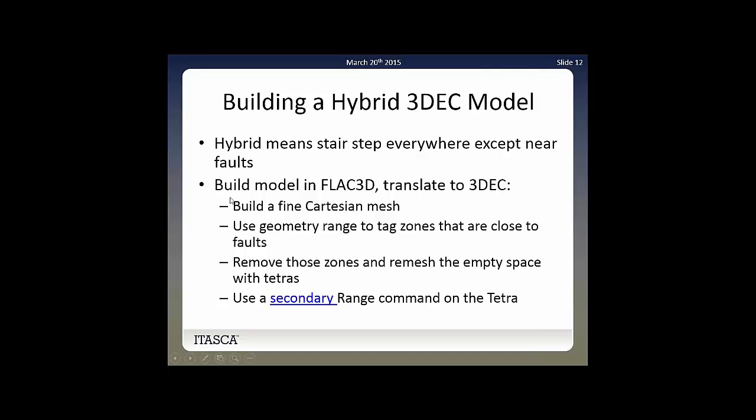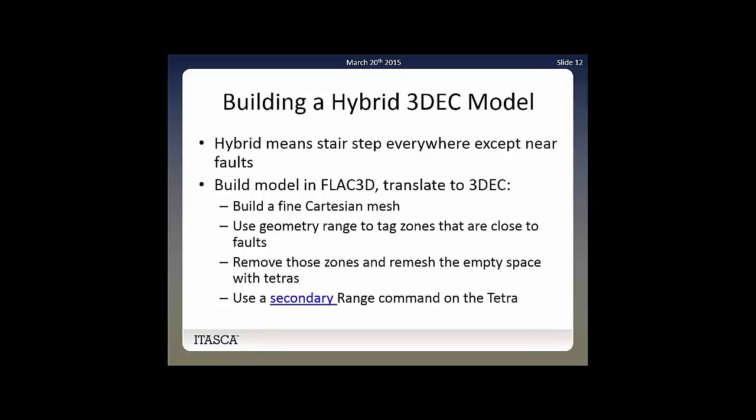So we first build a fine Cartesian mesh, using a gen zone, put the 8-node corners. Or, by the way, you can create a nice Cartesian mesh using Block Ranger that at least honors the topography, and then use that as a basis of your hybrid model. Then we use geometry range within Flat 3D to tag the zones that are close to these faults, say within 10 meters of these faults. Then we remove those zones and remesh the space that we have created with tetrahedra.